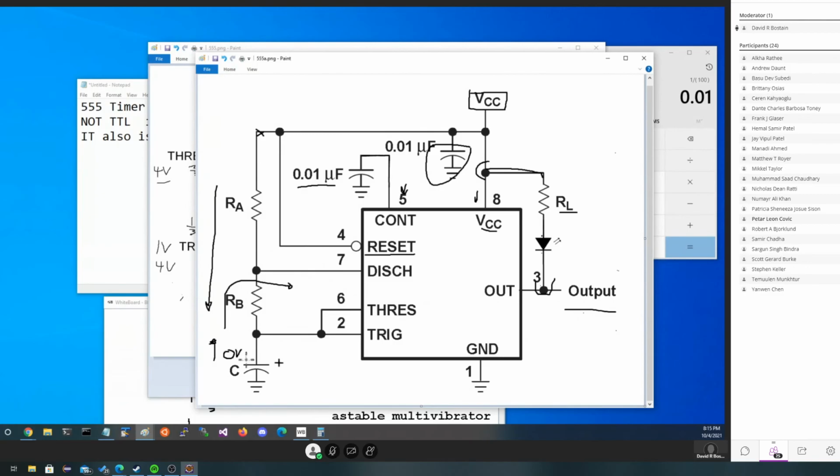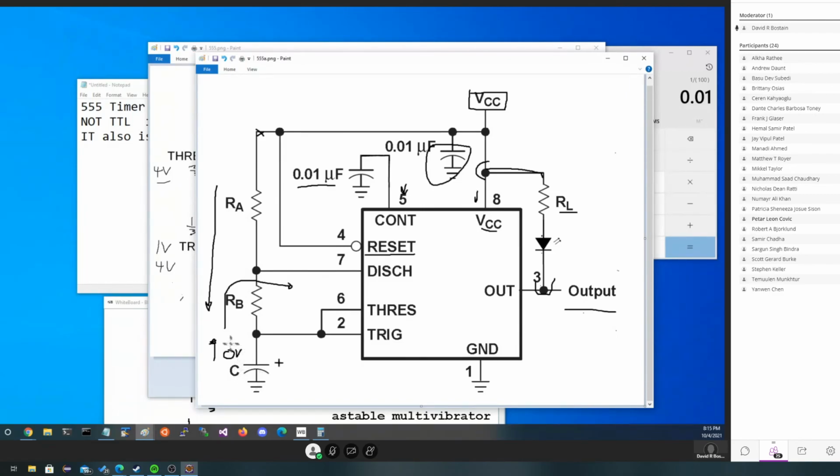We'll charge after the very first time, anytime we get to the 1/3 voltage, and we'll discharge anytime we get to the 2/3 voltage. And we'll basically cycle back and forth, causing the output to go back and forth between full on and full off every time we have a direction switch of charging and discharging the capacitor.